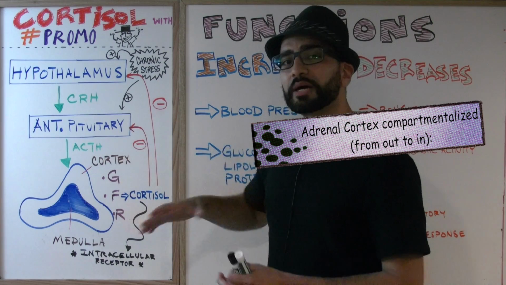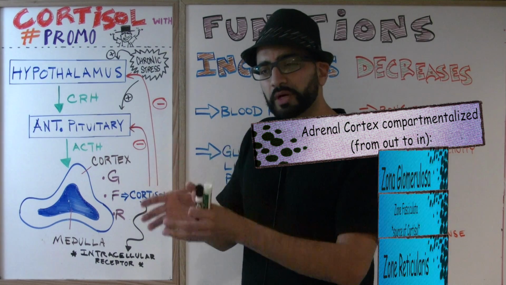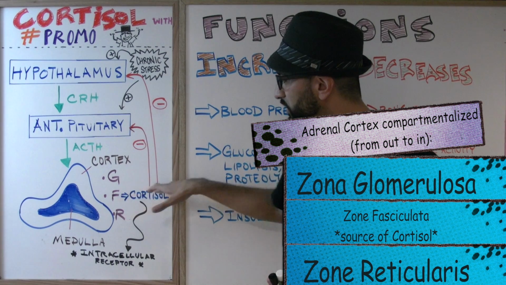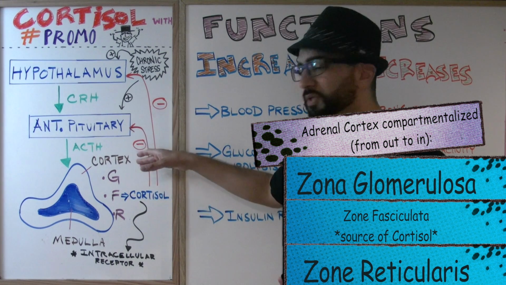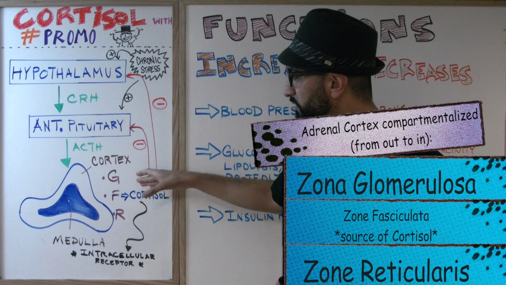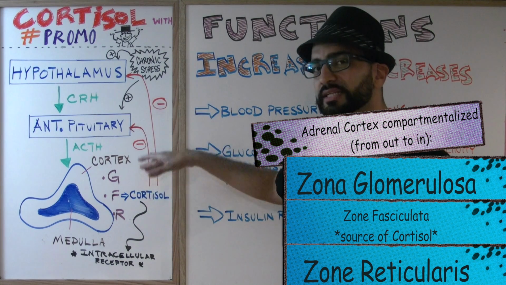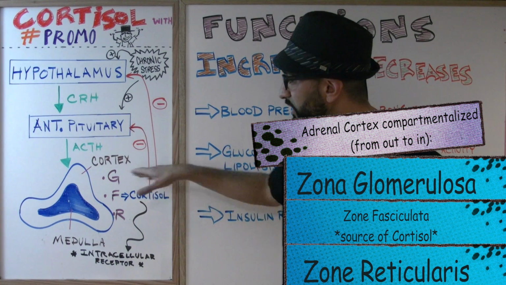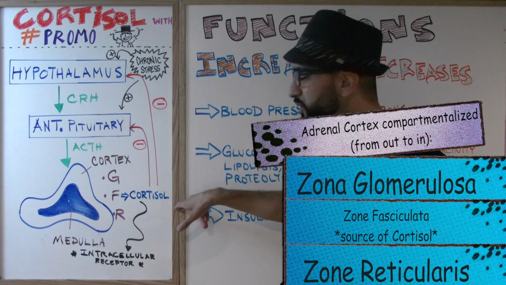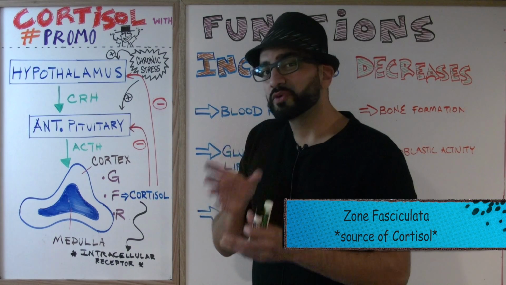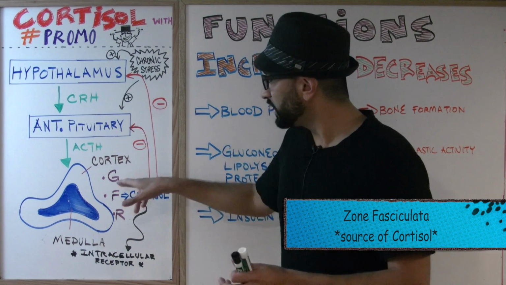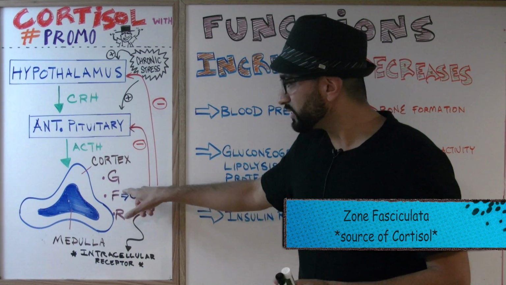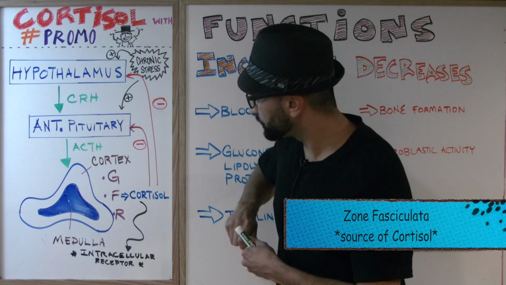The cortex is now broken down into three main components as well: the glomerulosa, the fasciculata, and the reticularis. So we refer to that as GFR, from outside to inside, GFR. Today, again, we're just focusing on the cortisol. So the main source of cortisol production and release is the zona fasciculata, this F portion right over here.